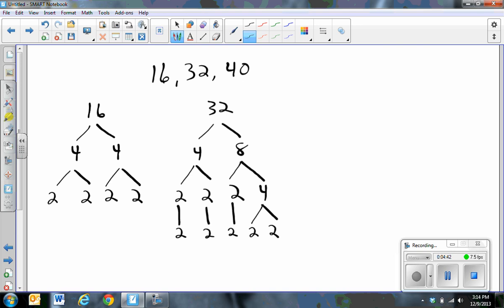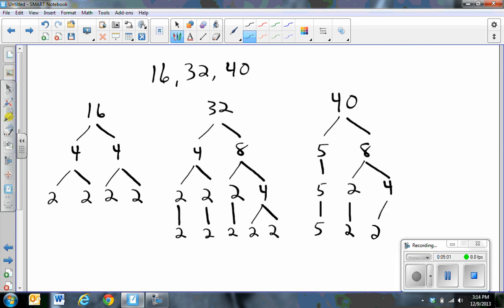Okay, now 40, how about 5 times 8? And it doesn't matter, we don't all have to do this the same way. Bring down the 5, right? 2 times 4, bring down the 5 and the 2, and now we've got 2 times 2. Okay? So circle the common factors.